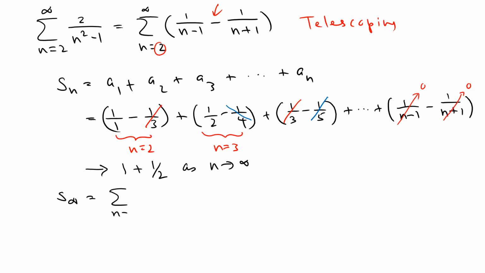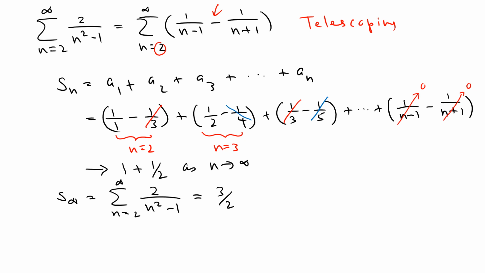So the sum from n going from 2 to infinity of 2 over n squared minus 1 simply converges to 1 plus 1 half, that means 3 halves. So this is a finite number, which means the series converges to this number. Good. So this is how you look at a telescoping sum.